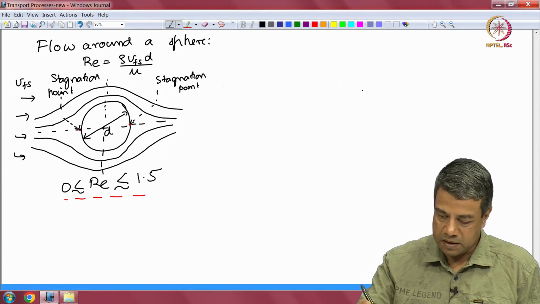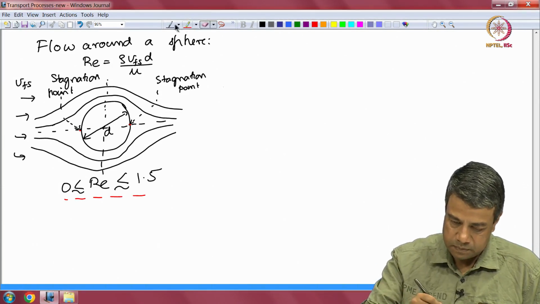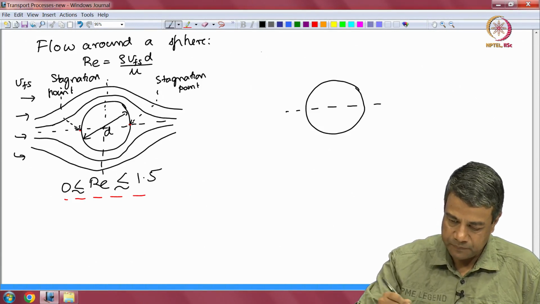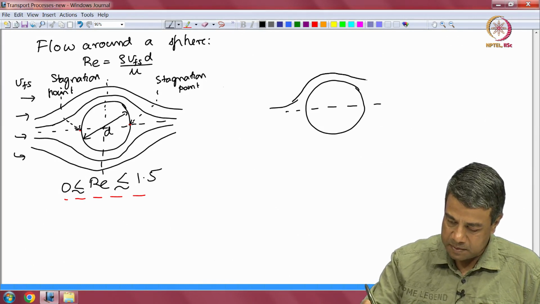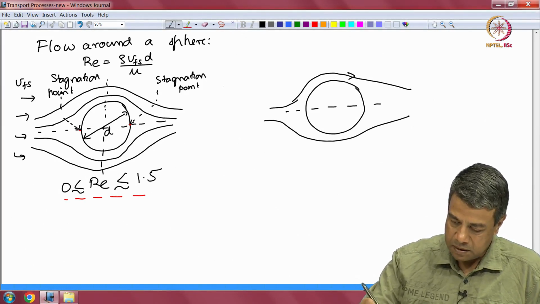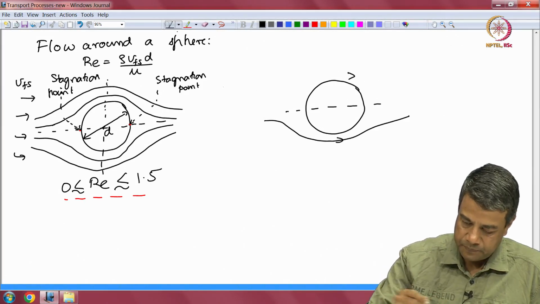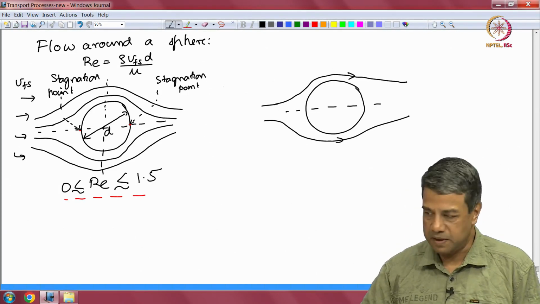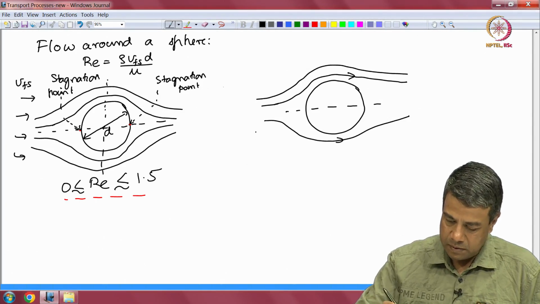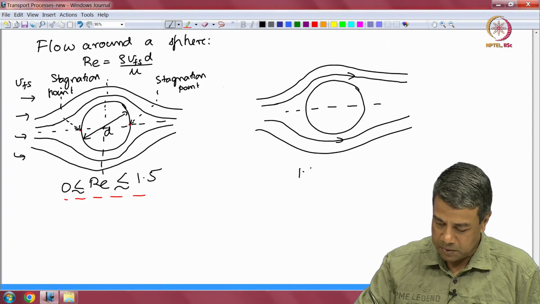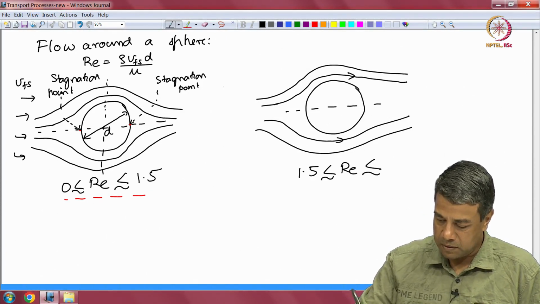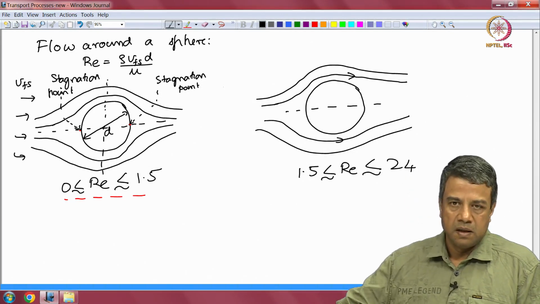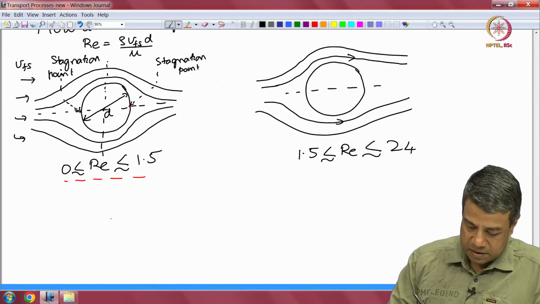As you increase the Reynolds number, this upstream to downstream symmetry no longer holds. The velocity profile is asymmetric between the upstream and the downstream hemispheres. And this is for 1.5 less than Re less than about 24. The velocity is not symmetric anymore between the upstream and the downstream hemispheres. When you increase the Reynolds number further, what happens is the following.